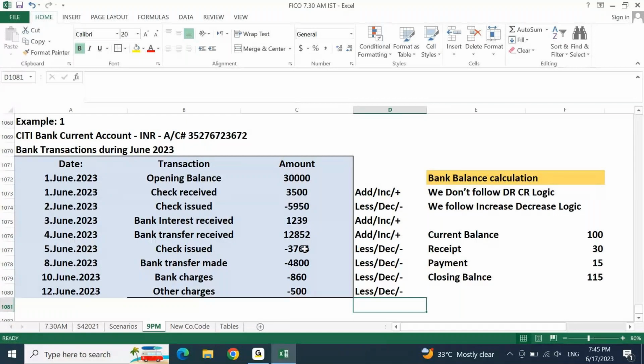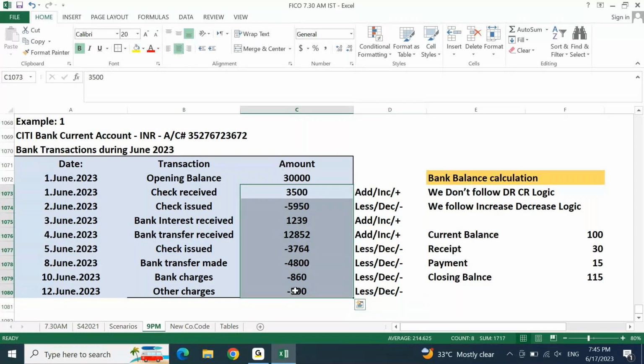The impact of increase, decrease is common in both accounting and in your banking. There is no change in it. When you put the amount according to the transaction impact on the account balance, whether this is going to increase the value or decrease the value, accordingly you are going to place positive, negative sign. Once you put that, to find out the closing balance, simply do a total.